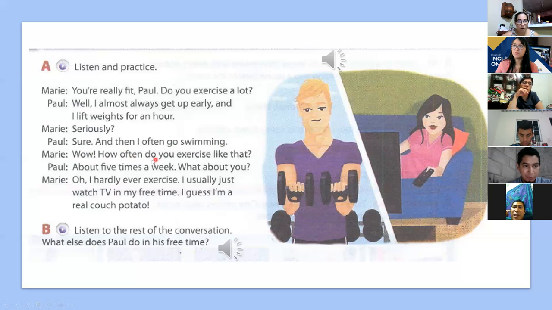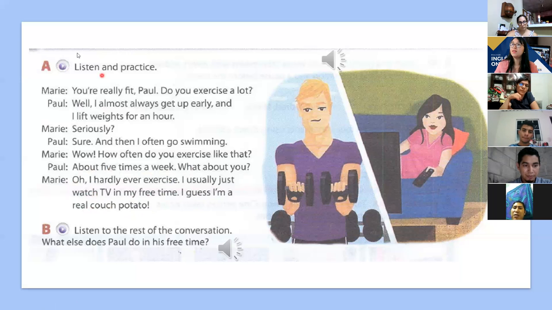How often do you exercise like that? About 5 times a week. What about you? Oh, I hardly ever exercise. I usually just watch TV in my free time. I guess I am a real couch potato.